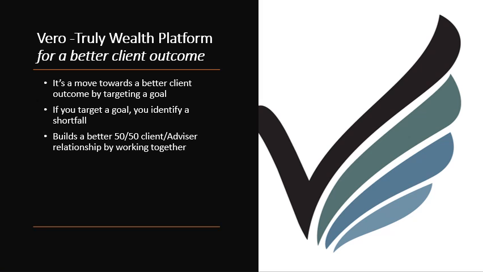Well done. You've managed to have the conversation with your client and they've agreed that you will set a goal. It may be a goal that they've chosen, it may be a goal that you've chosen, but you have a goal and therefore you have a shortfall that you can measure. If you place this investment on our wealth platform, VERO, it's already a move towards a better client outcome by targeting that goal. If you target a goal, you identify a shortfall. Your clients will be able to measure not only the value of their investment today, but the shortfall to the target that you've set for them, to that goal. And therefore it builds a stronger 50-50 client-advisor relationship.